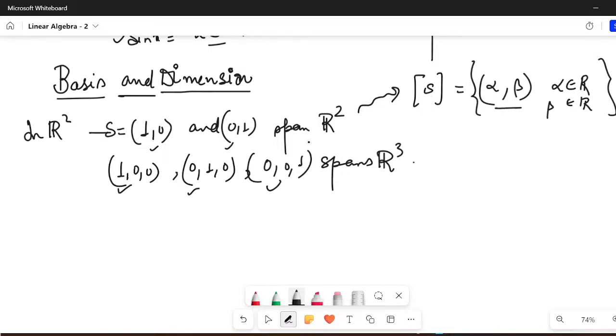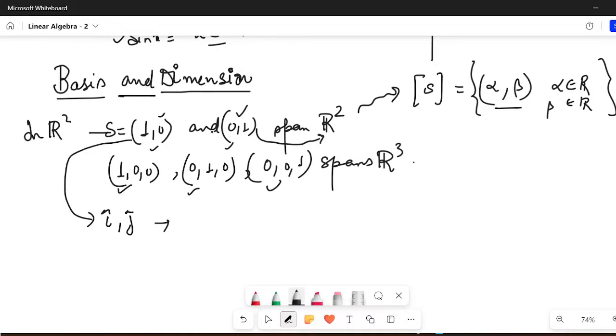Now all these things, I mean this 1 comma 0, 0 comma 1, are named by a special name. I also told you that if I want to write in this fashion, I can say that this is your i cap and this is your j cap. You can write all the vectors in R square in the form of i cap and j cap. Also, you can say that this generates the entire space R square, right?